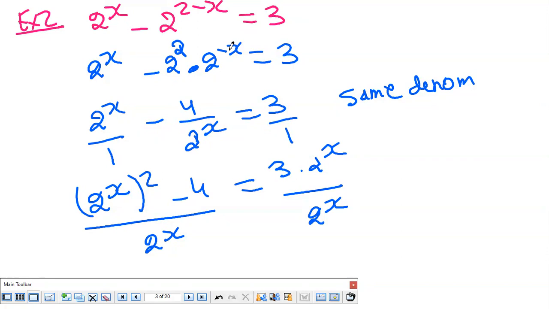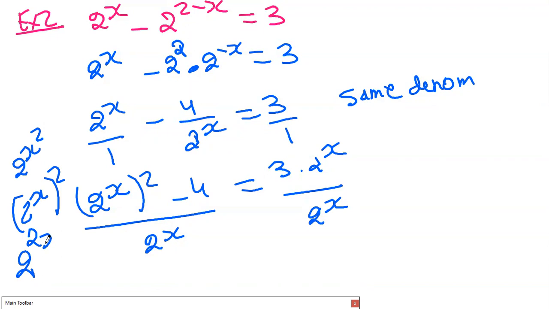What does 2 exponent minus x mean? It means 1 over 2^x. So I now have 2^x over 1 minus 2 squared, which is 4, over 2^x, is equal to 3. And now I'm going to get the same denominator. I'm going to multiply here by 2 exponent x, so 2^x times 2^x. Be careful, guys. It's not 2x squared. It's 2^x, all of it squared. It means the answer is going to be 2 exponent 2x. On purpose, I keep it like this so you will not make the mistake. So here it's 2^x, all of it squared. It means it's 2^(2x) minus 4 over 2^x is equal to 3 times 2^x over 2^x.